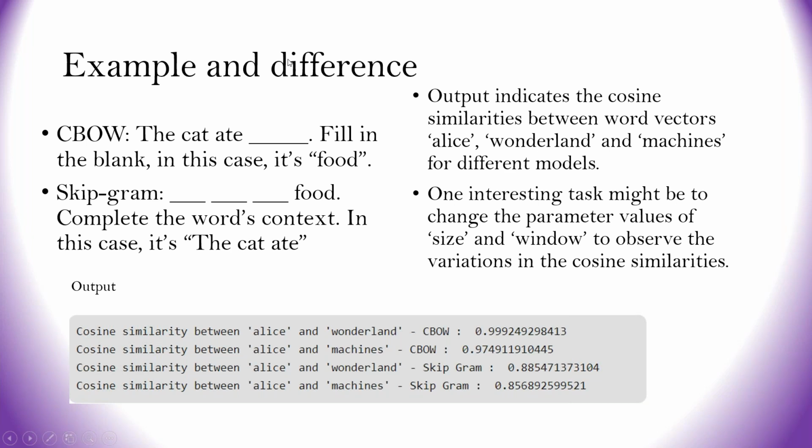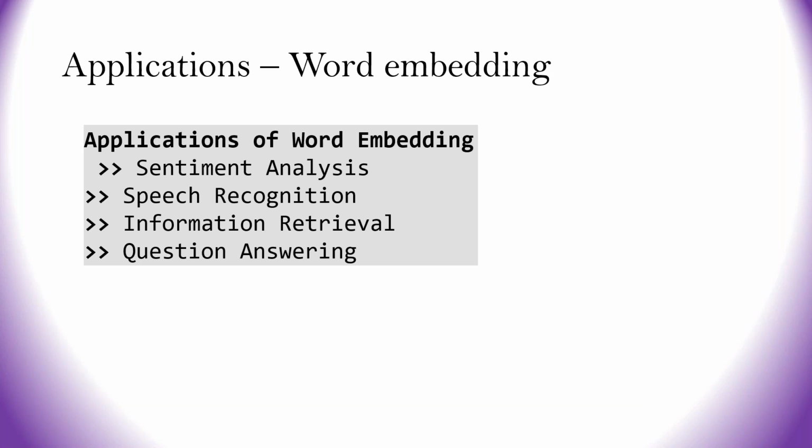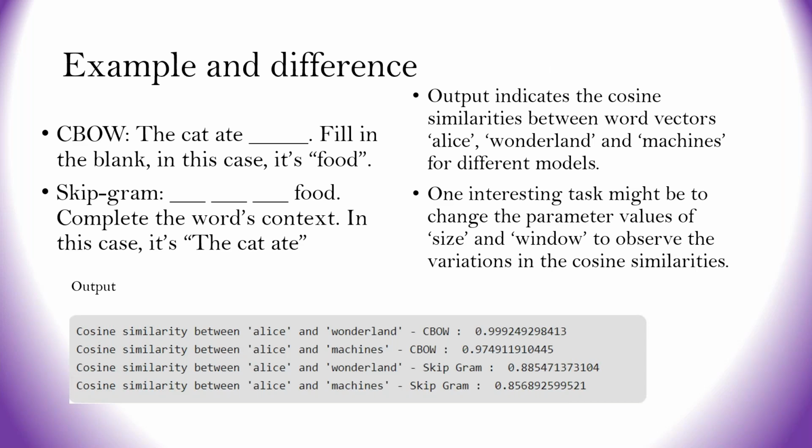Some of the applications under word embeddings are that you can work on sentiment analysis. You can also think about speech recognition software, information retrieval, and even a question answering chatbot can be created using word embeddings, because even in Gmail, the Grammarly suggestions are also based on word embeddings.